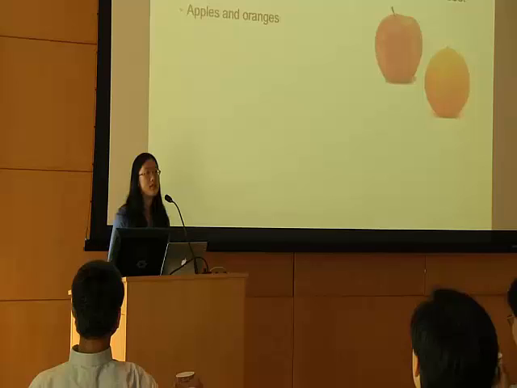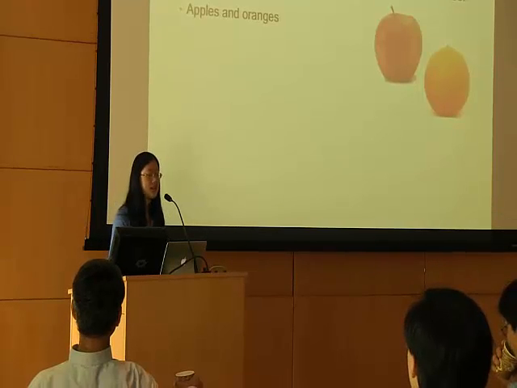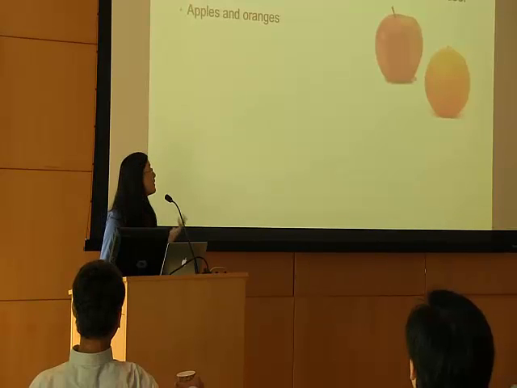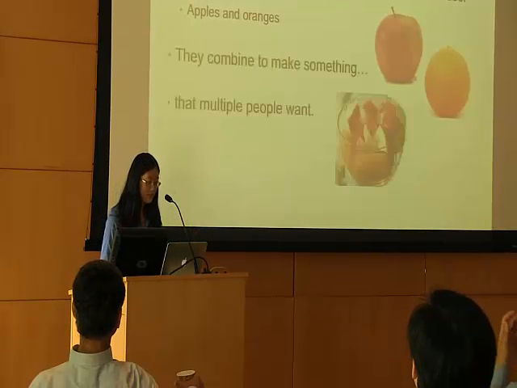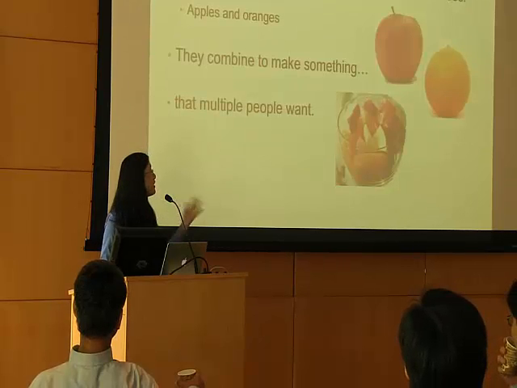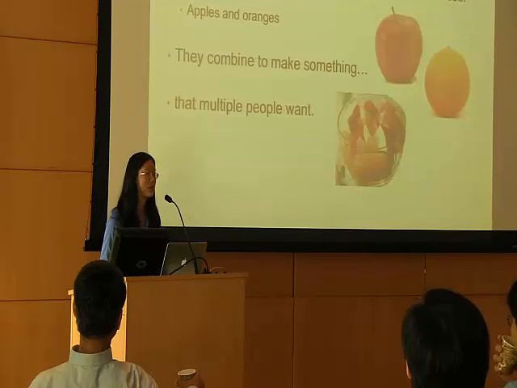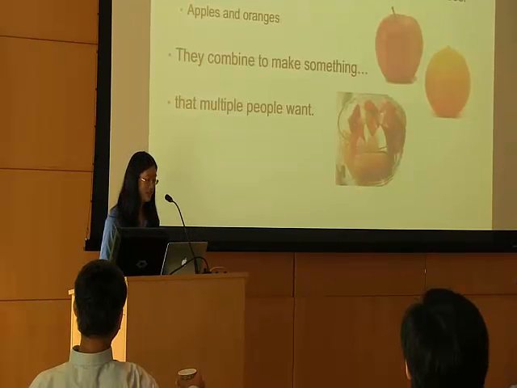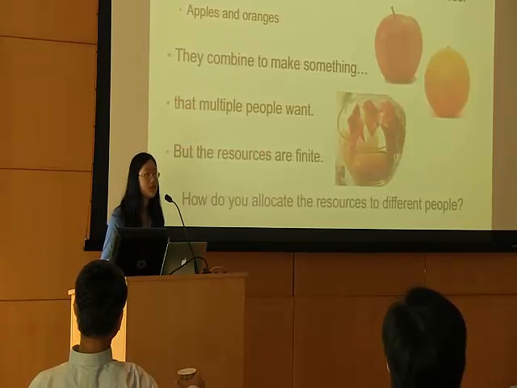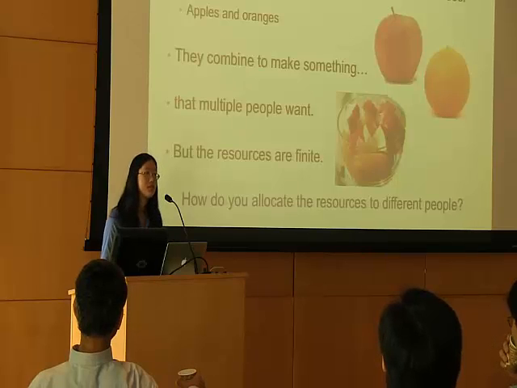So the main question that I'll be considering in the talk goes like this. Suppose you have multiple non-substitutable resources, like here, we just have apples and oranges. And these combine in some sort of ratio to make something that people want. So in this case, maybe fruit salad, or you could consider a more general case. But you only have finite amounts of resources. So the question you want to answer is, how do you simultaneously allocate these multiple different resources to different people?